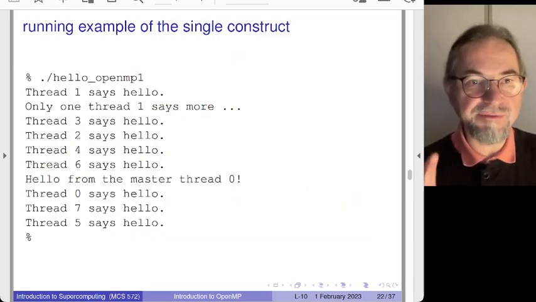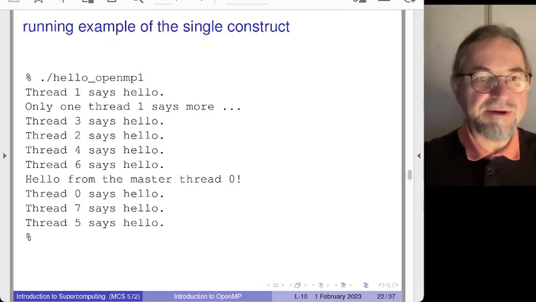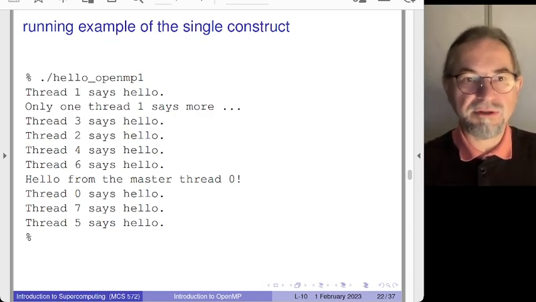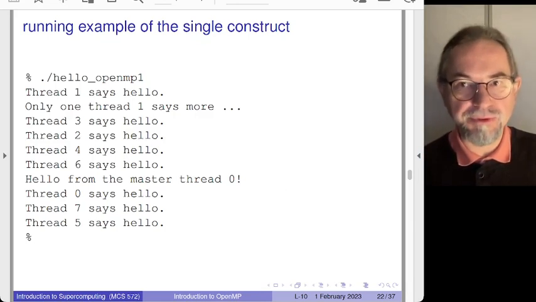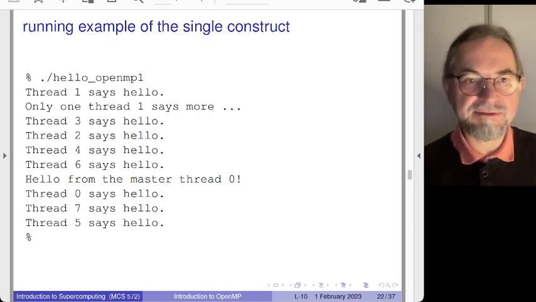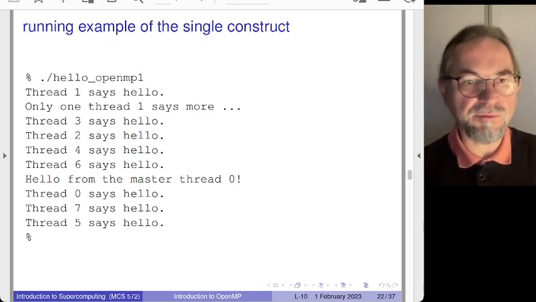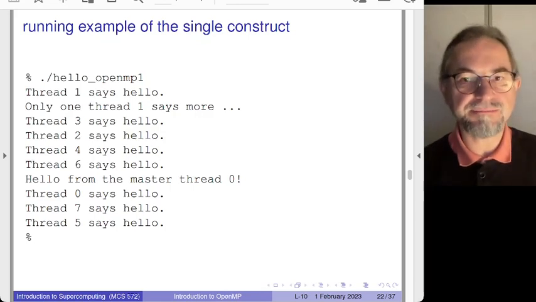So here I ran this again, the example with a single construct. So it so happened here that thread number 1, on my M1 MacBook with the brew installation of GCC and OpenMP, was the one saying hello. And then all the other threads were saying something.